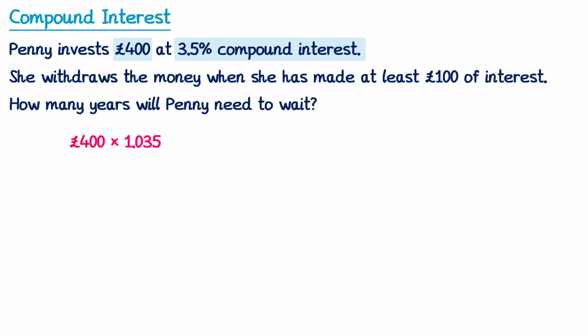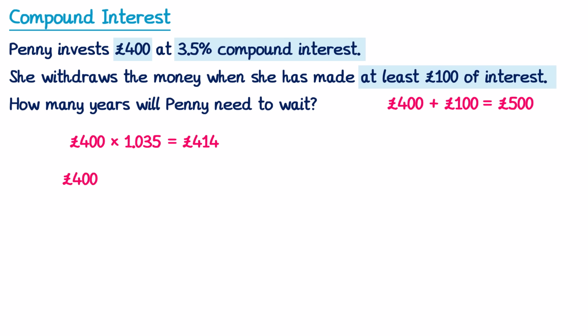We are told, though, that Penny wants to make at least £100 of interest. So if she's going to start with £400 and she wants £100 of interest, we could add 400 and 100 to get 500. This means she wants to end up with at least £500 in total. So we're going to need to try different years and see if the investment is worth more than £500. So what if we did this just for 1 year? So it was multiplied by 1.035 to the power 1, or just 1.035. Well, this will give you £414, which is clearly not above 500.